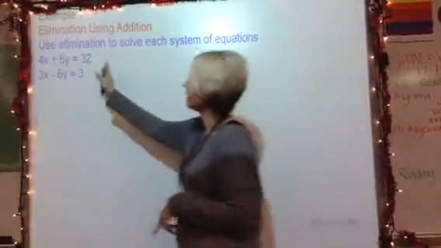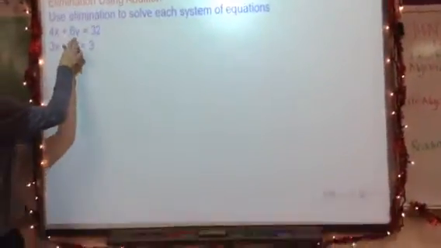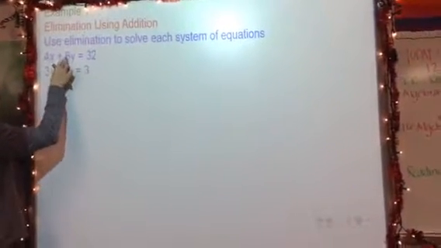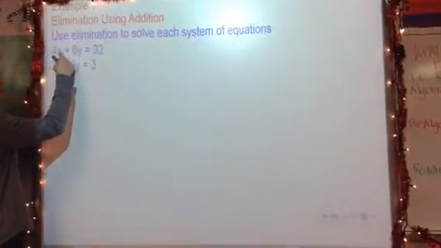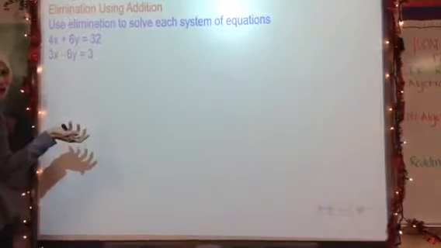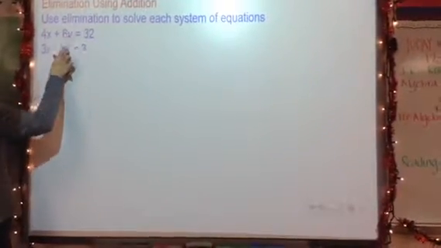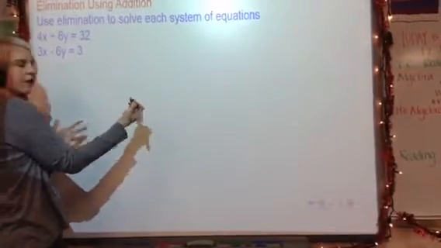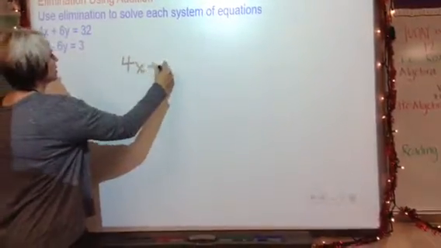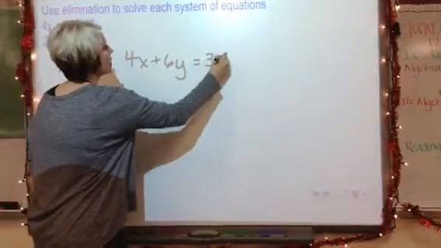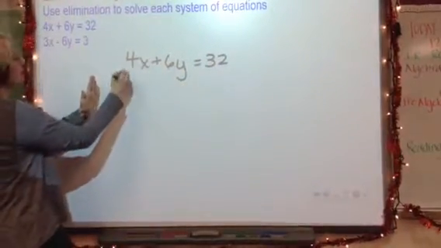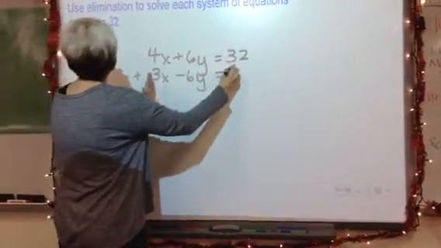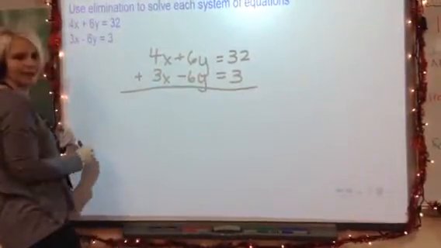If you look at this example, this is example 1. I have the same variable, these are both y, with opposite coefficients. Now these two x's are the same, but the coefficients are 4 and 3. Doesn't relate. But here I have opposite, so we're going to add. So we set this up just like the old-fashioned algorithm. 4x plus 6y equals 32, and remember we line things up, plus 3x minus 6y equals 3. And then we just add them.